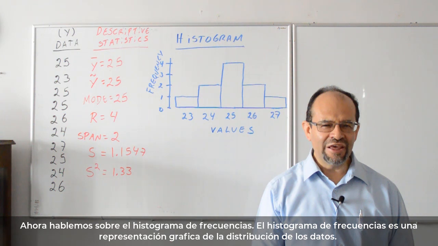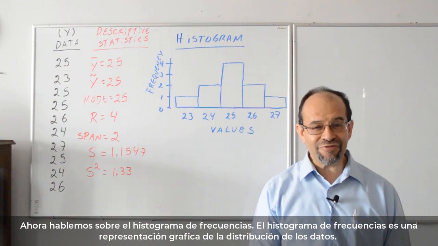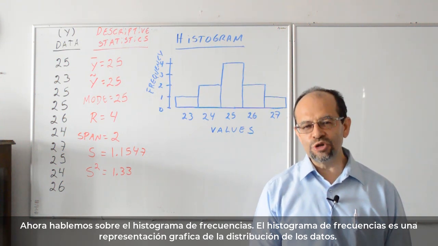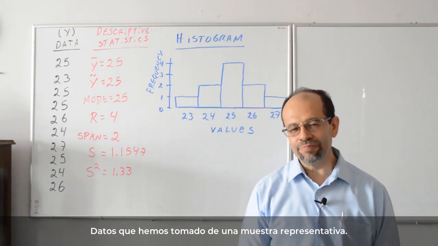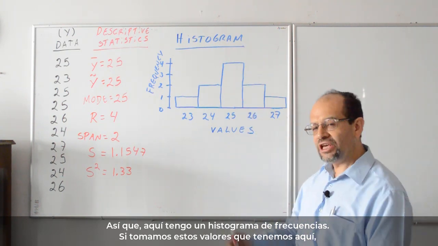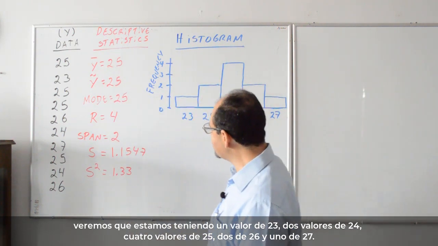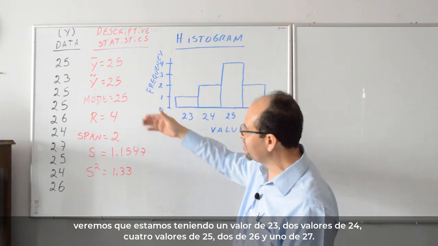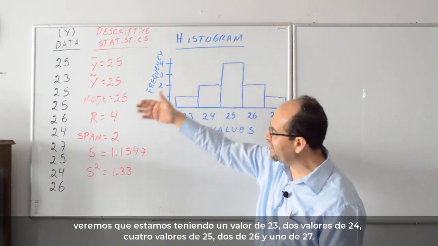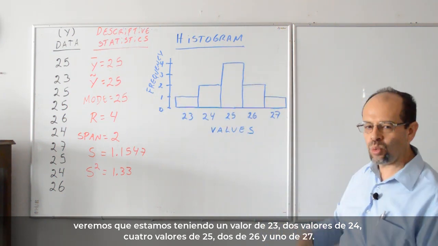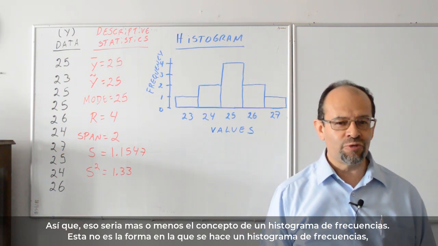Now let's talk about the histogram of frequencies. The histogram of frequencies is a graphical representation of the distribution of the data that we have taken from a sample, a representative sample. So here I'm having a histogram of frequencies. If we take these values that we are having here, we will see that we are having one value of 23, two values of 24, 4 values of 25, 2 of 26, and 1 of 27.